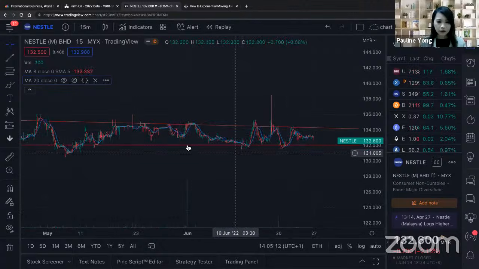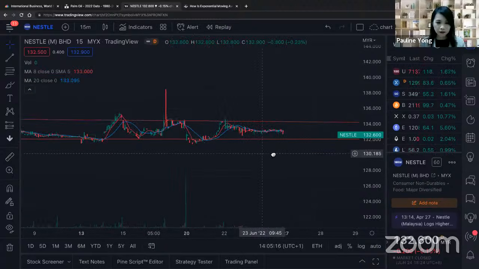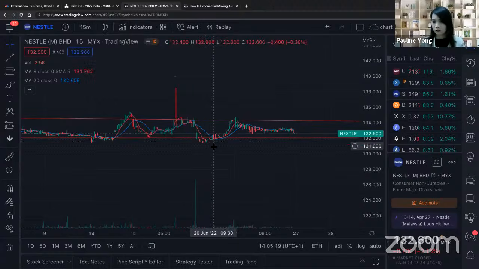Then I will zoom in so that I can see better. That means I have to play around with the figures and try to see what numbers are more suitable for that chart. Then you can see, oh, this number is good for this chart. Usually I apply this to the index, the KLCI index. The 8 and the 20 is for the KLCI index.